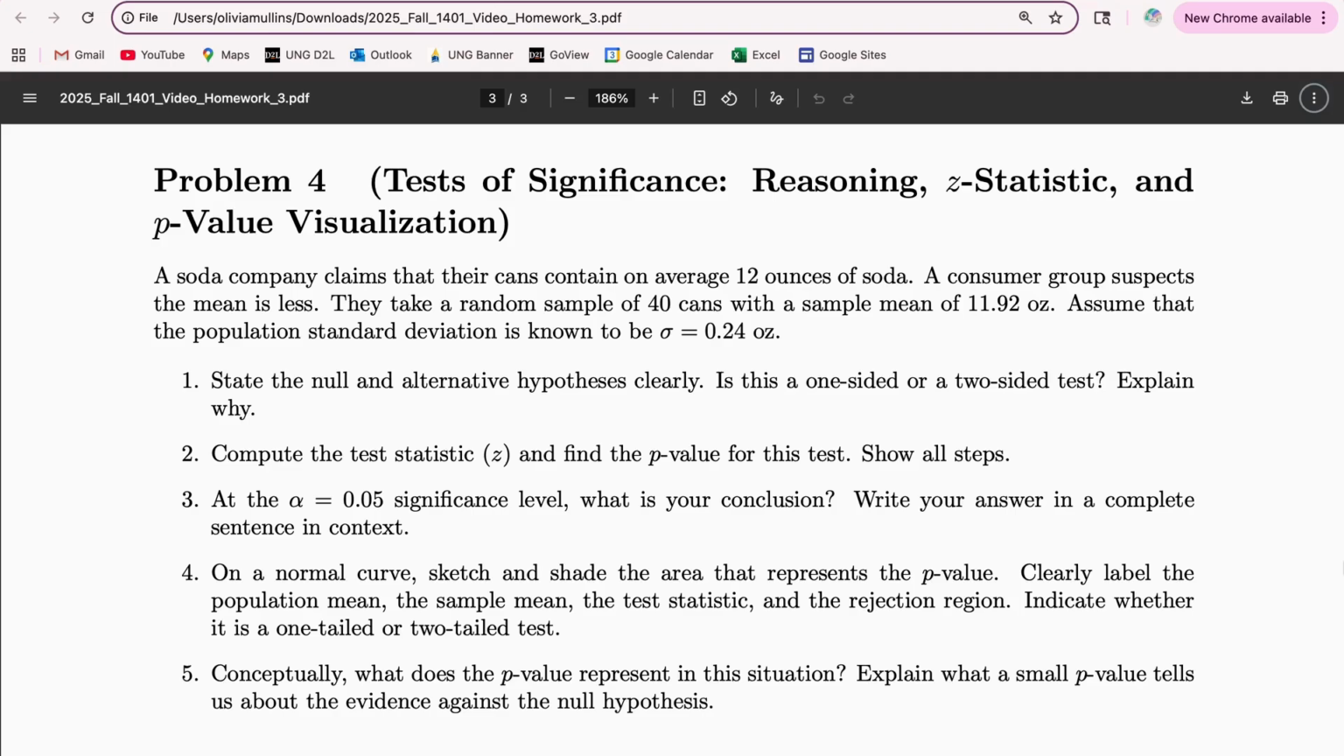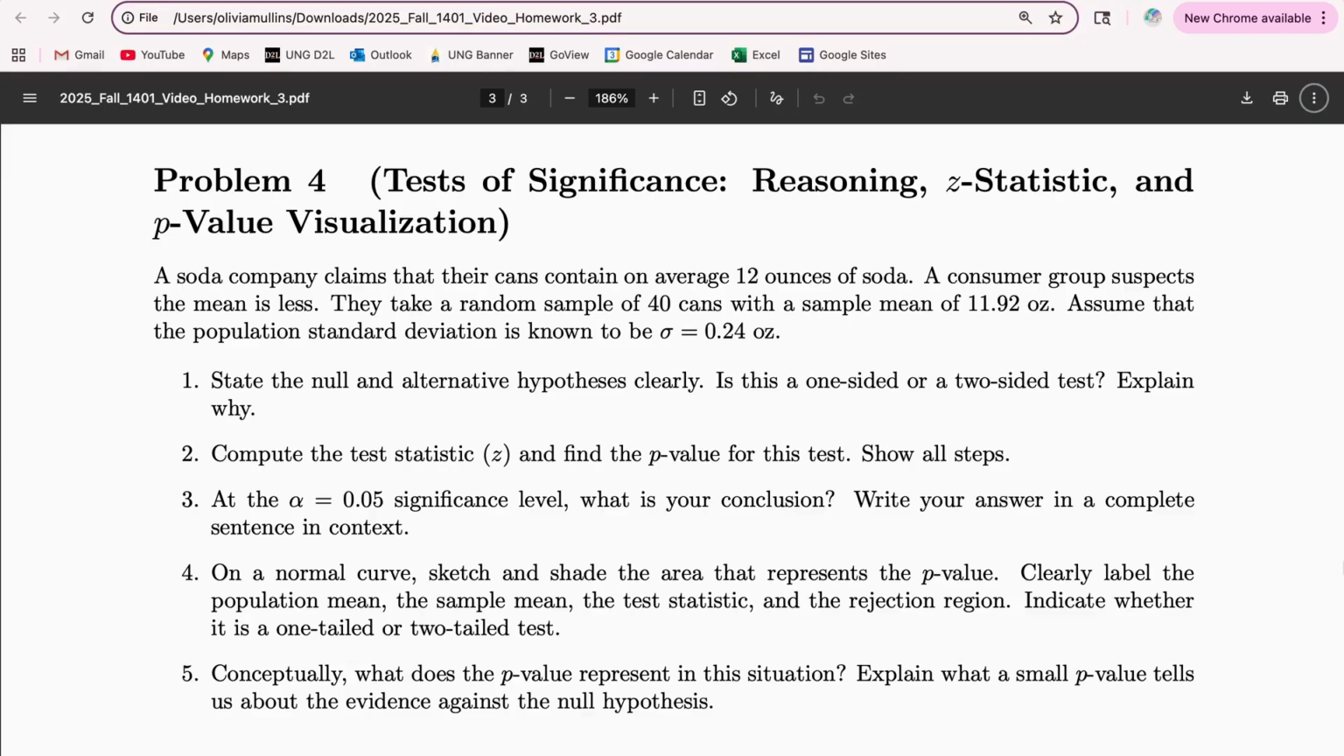To solve this, we look at the hypothesis. The null hypothesis is that the mean equals 12, which represents the company's claim. The alternative hypothesis is that the mean is less than 12, which is what we're testing for. Because we're only checking to see if the mean is smaller, this is a one-sided test.